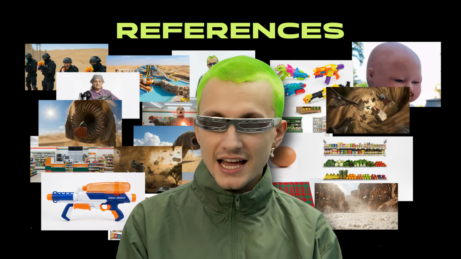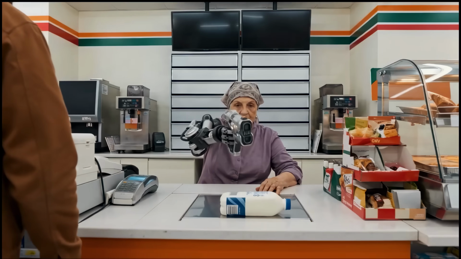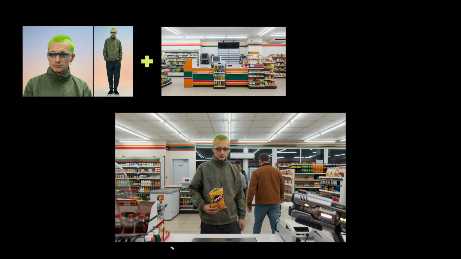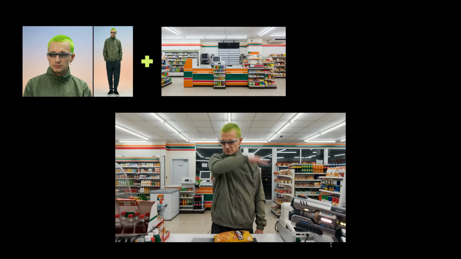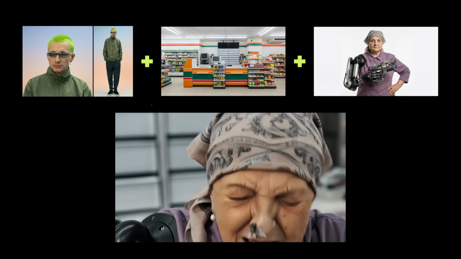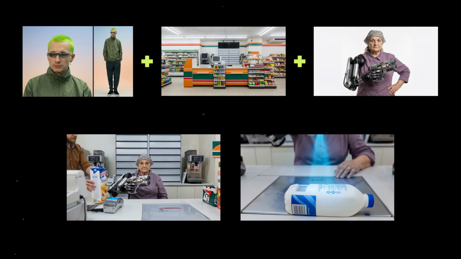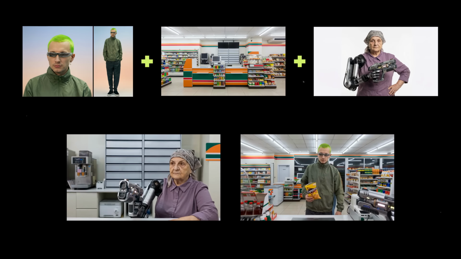The solution in such cases is to use specific references. In this scene, I used a reference of the main character, the store, the location where the action takes place, and the old lady with the robotic arm. All subsequent generations will contain these elements, and we'll be able to splice them together easily since there won't be any major differences.